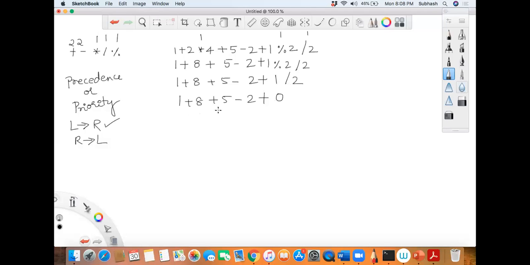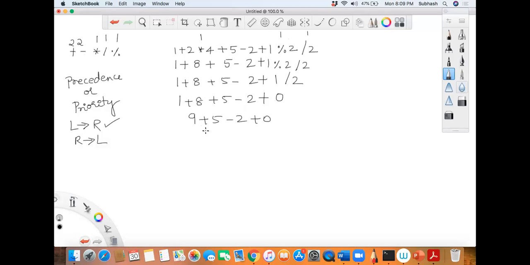Now which one should I evaluate? All the high priority operators are over. What is pending is plus and minus. Both have the same priority, that is 2. Which one should I evaluate first among them? It is plus, whichever is coming first from left to right. Therefore, 9 plus 5 minus 2 plus 0.